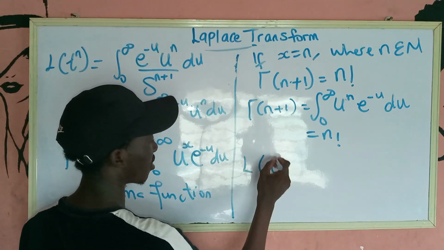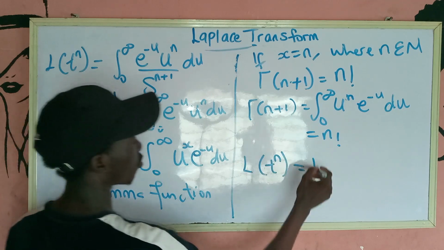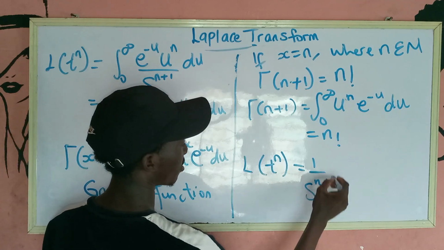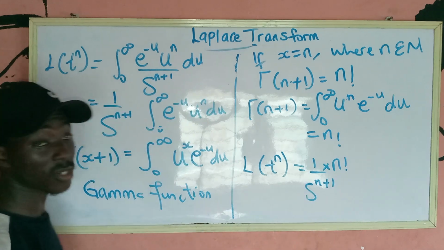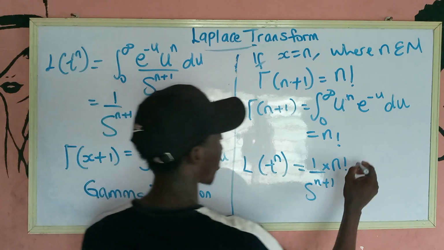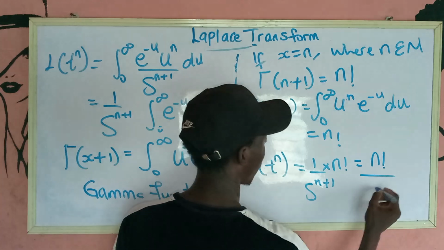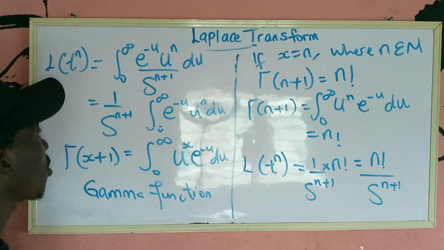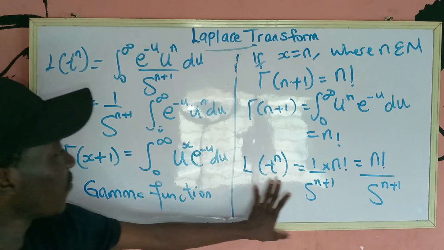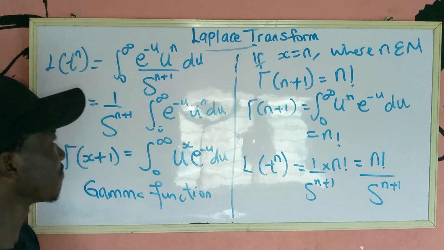Going back to here, our final answer will be equal to 1 over s raised to power n plus 1 times n factorial, and that gives us n factorial over s raised to power n plus 1. So that will be the Laplace transform of t raised to power n.